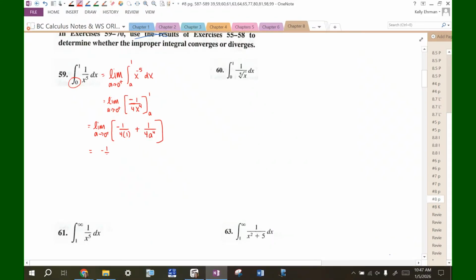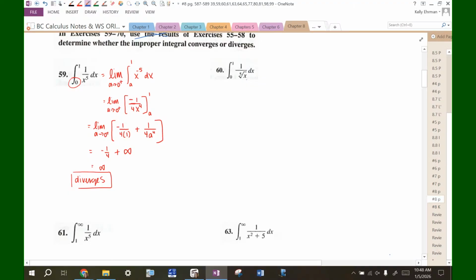This is negative 1/4. If I put in 0 from the right, it means I'm putting in like 1 over 4 times some really tiny positive number. So you're going to get some huge positive number. So that's plus infinity. The constant is negligible. So this is infinity. That means that this integral diverges. It is a decreasing function, but it's not approaching the y-axis quickly enough to make that area stop growing, basically.